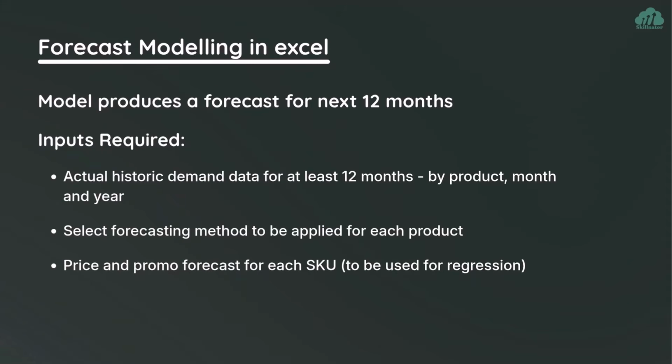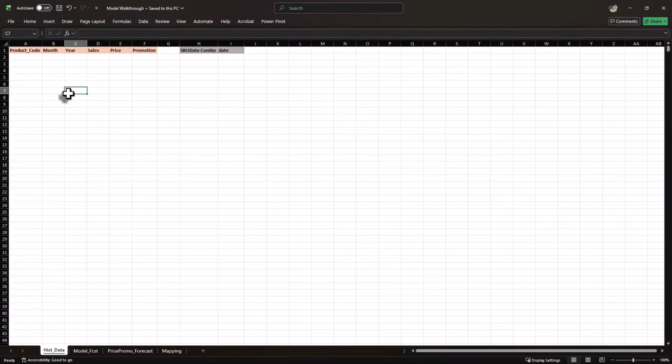Once we give these three inputs to the model, it will produce a forecast for the next 12 months depending upon the forecasting technique that we select. Let's see how it works. We have 4 sheets in this file, and on these sheets we need to perform a few simple steps for the model to work. In the first step, we'll head over to the first sheet, which is called historical data, and here we need to update the actual historical demand data by product, month, and year.